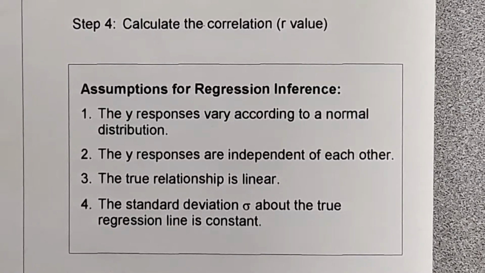So you guys remember what we talked about with correlation? Just because you have a high correlation, does that mean that your scatter plot is linear? No, it does not. Correlation doesn't give you a full picture. It helps you. And if you look at a correlation, you should be able to say, yes, this is linear. But you always need to look at a picture, especially for a scatter plot. And then the standard deviation, sigma, about the true regression line is constant.